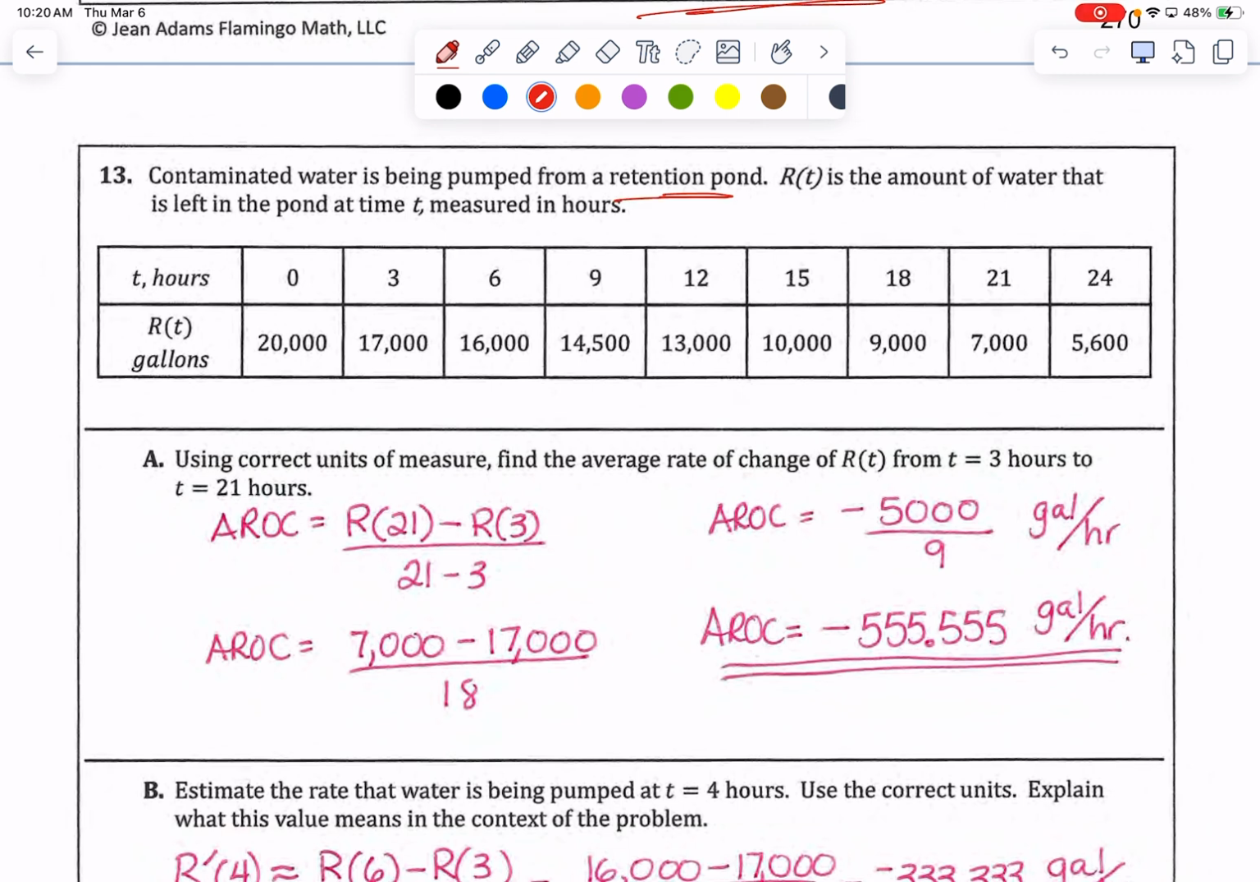Anyways, so that's like a retention pond. If water gets contaminated, they'll move it until they can get the water uncontaminated. They have to treat it, whatever. R of t is the amount of water that is left in the pond at time t measured in hours.